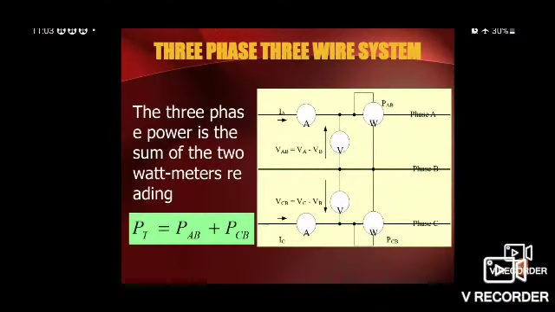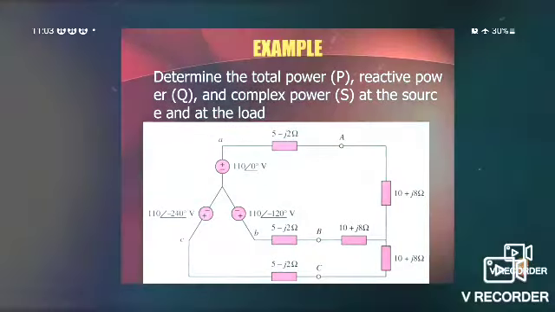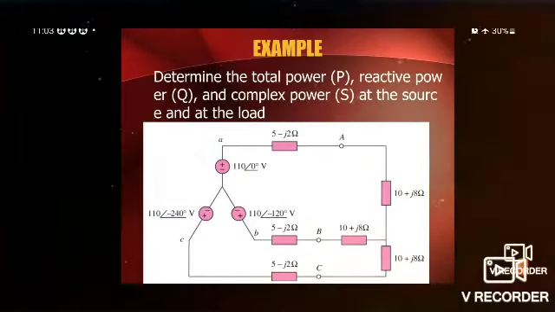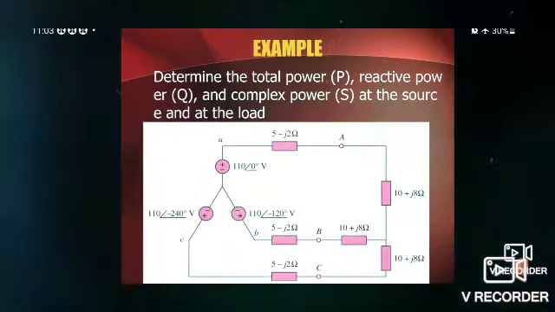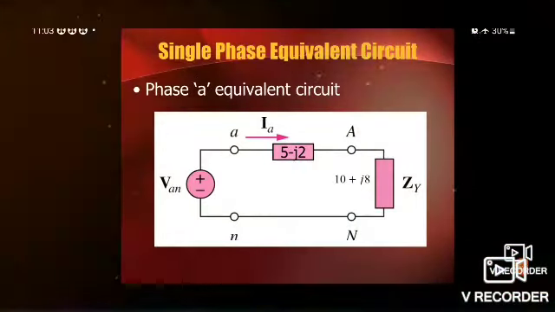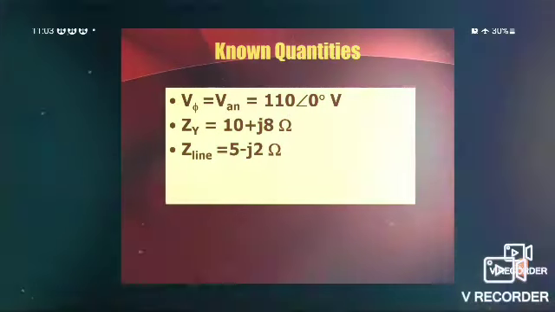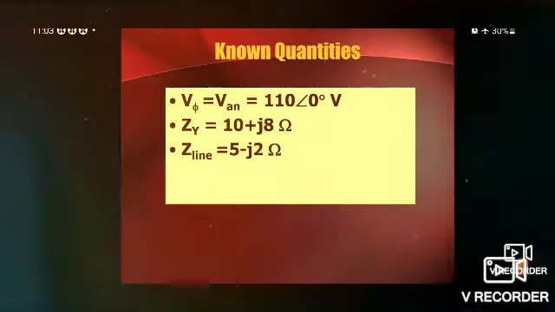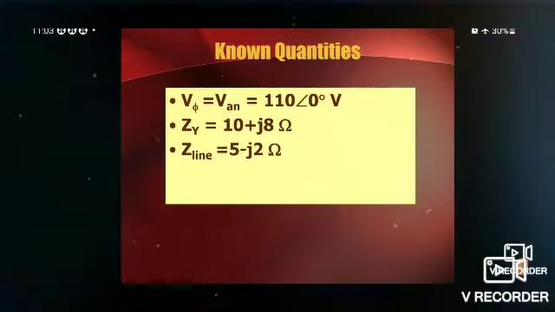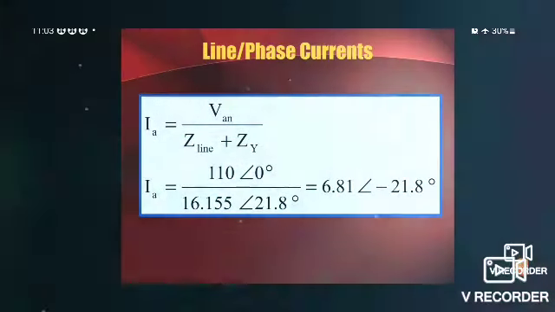3-phase 3-wire system. See the diagram. It is the 3-phase 3-wire system. It is the example to find out the total power P, the reactive power Q, and complex power S at the source end and at the load. We already saw the diagram. V phase equals Vn equals 110 with angle 0 degrees and Zy is 10 plus J8. Z line is 5 minus J2. By applying the formula we can find out the value of Ia.